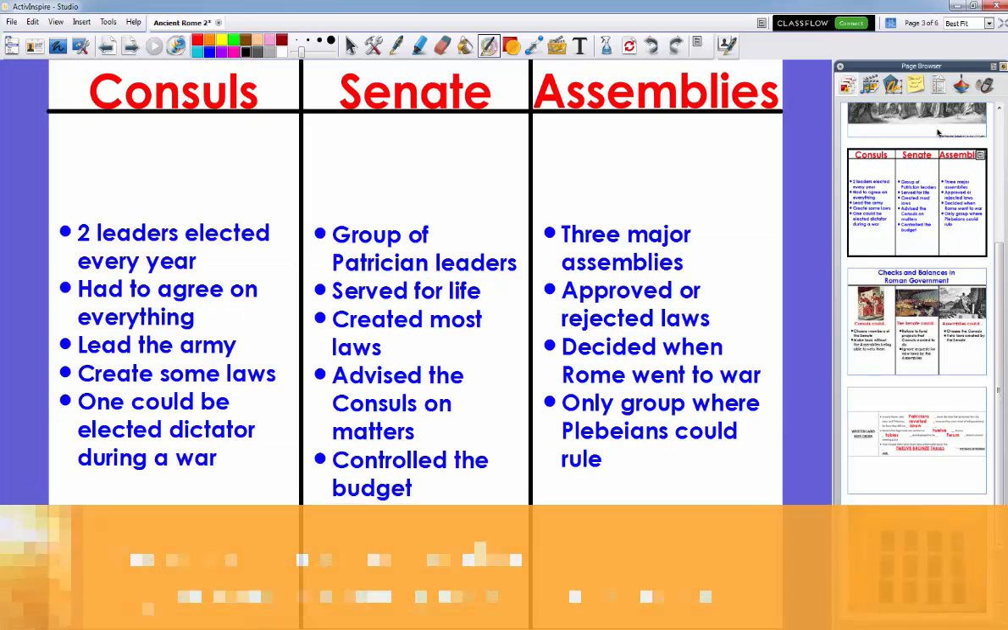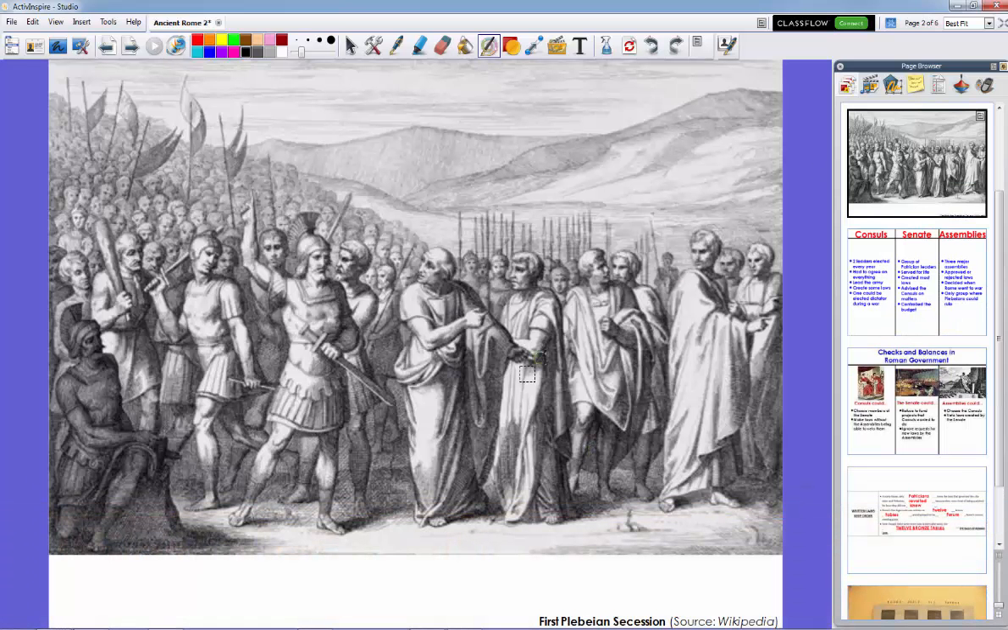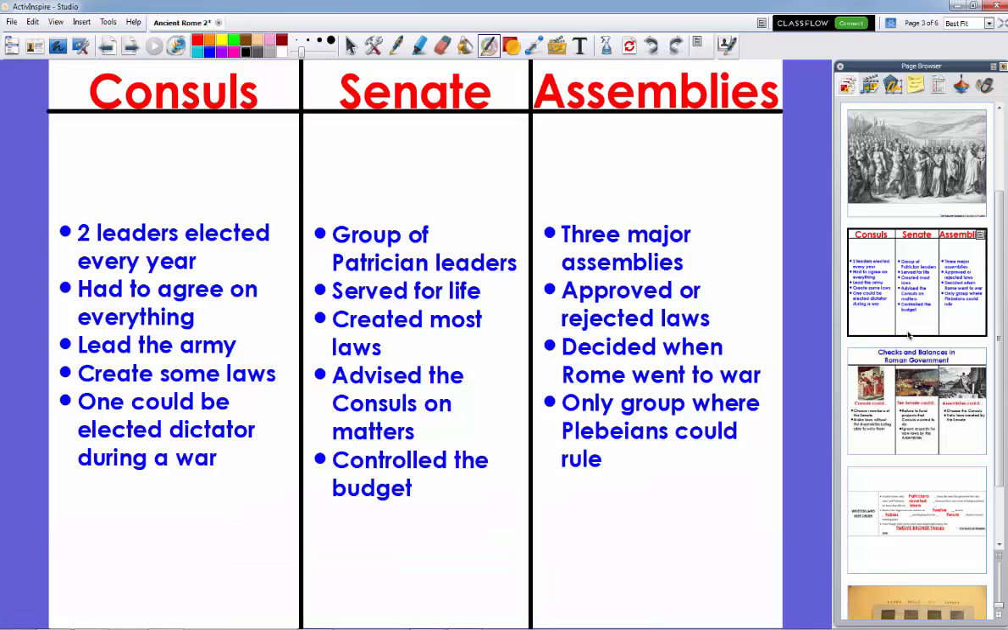Rome, as a result of a revolt of the plebeians, the patricians created a three-branch system of government. And the government was designed for the three branches to work together. You had the consuls, which were two leaders who had to agree on everything, and created some laws. The second branch was the Senate, a group of patrician leaders selected for life by the consuls, and they controlled the tax money, and they created most of the laws.